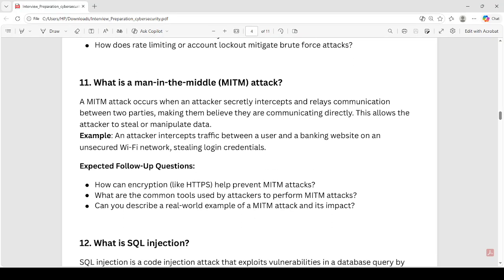Question number 11. What is a man in the middle attack? A man in the middle attack occurs when attackers secretly intercept and relay communication between two parties, making them believe they are communicating directly. This allows the attacker to steal and manipulate the data. Example, an attacker intercepts the traffic between a user and a banking website on an unsecured Wi-Fi network, stealing login credentials.